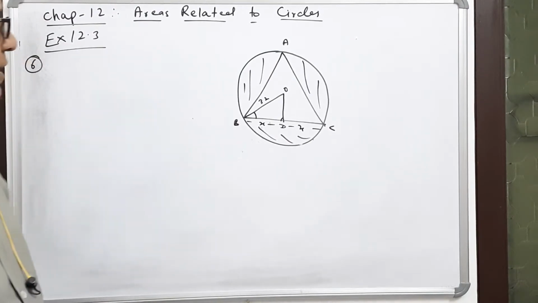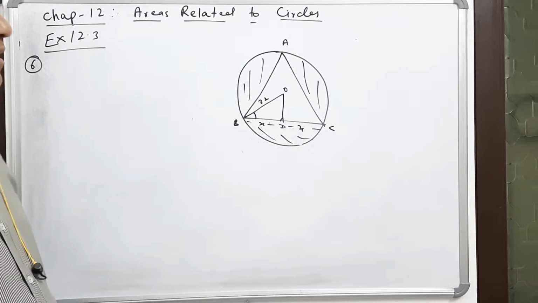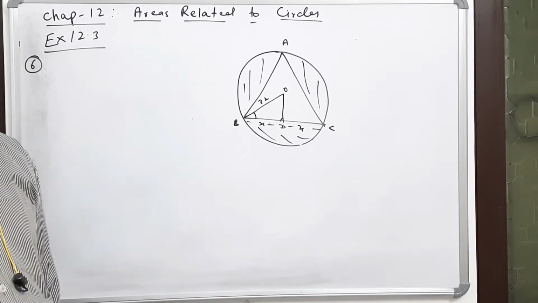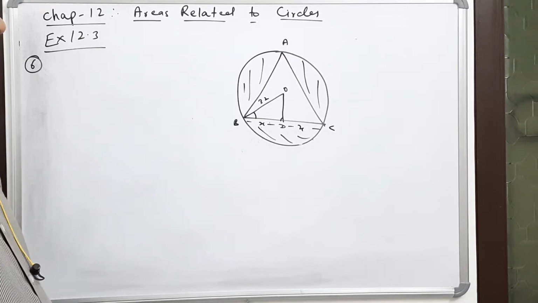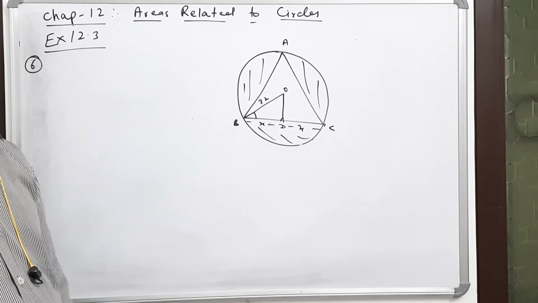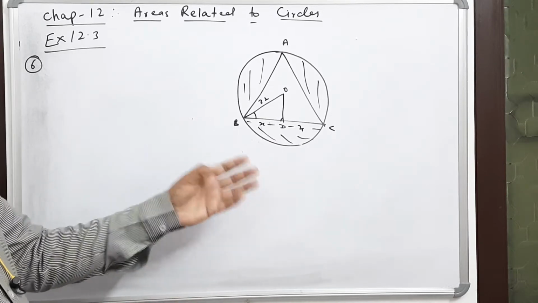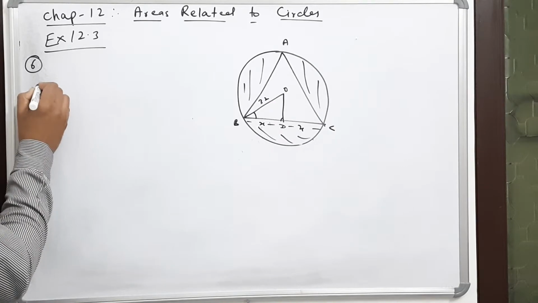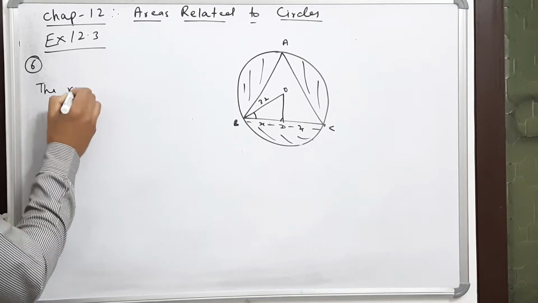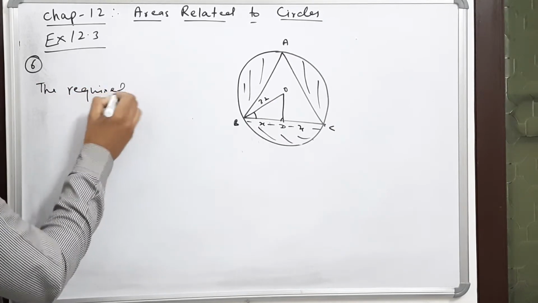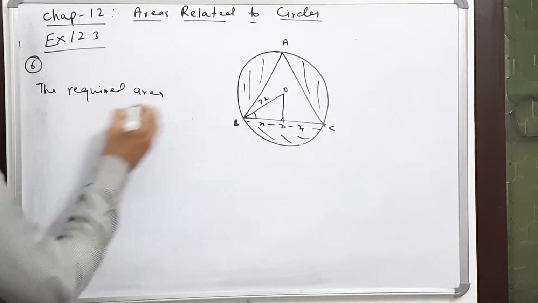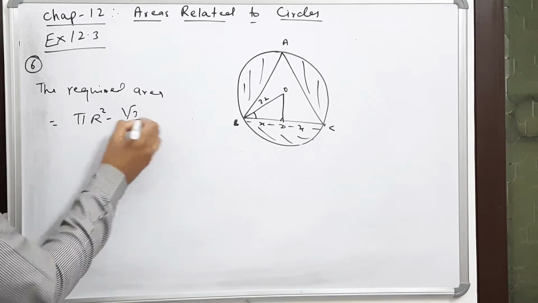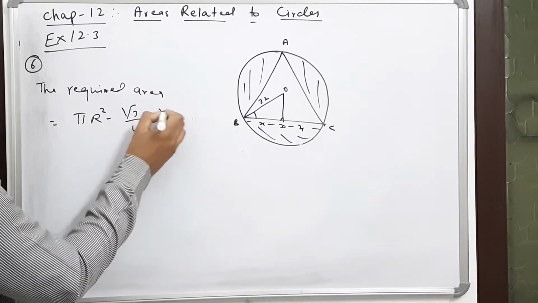But the important part is that we have only the radius of the circle. There is no information about the side of the equilateral triangle, which is required for the area of the equilateral triangle, and there is no other hint for it. So the required area equals pi r square minus root 3 upon 4 a square.